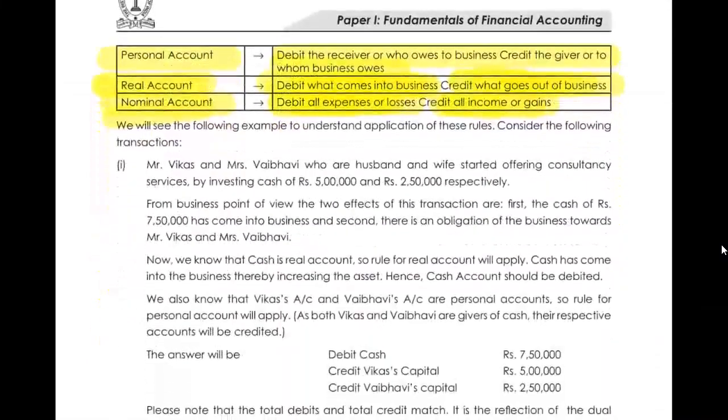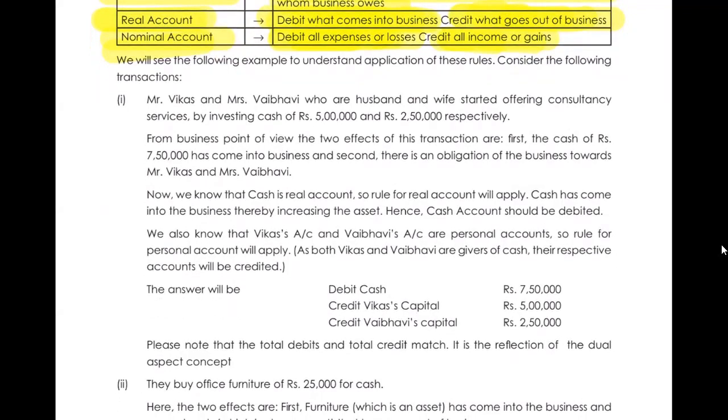On the basis of this, we can do the journal entries. Let's see how they have done the journal entry. Let's do one example. Mr. Vikas and Mrs. Vaibhavi are husband and wife and started offering consultancy services by investing cash of rupees 5 lakhs and 2 lakh 50,000 respectively. So how much total cash has come into the business? It is 7 lakh 50,000. And if cash is coming in, the business will be happy. So we will debit the cash account by 7 lakh 50,000.